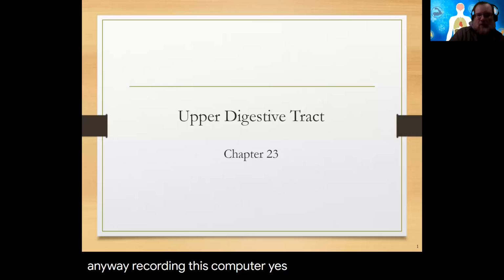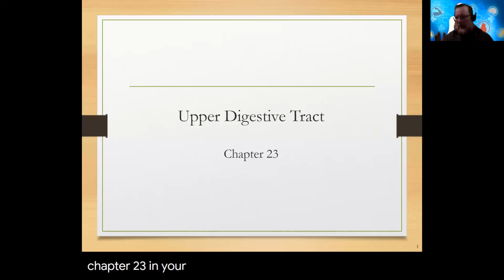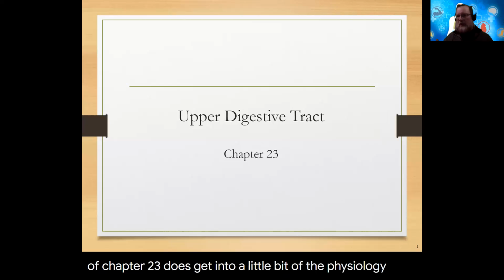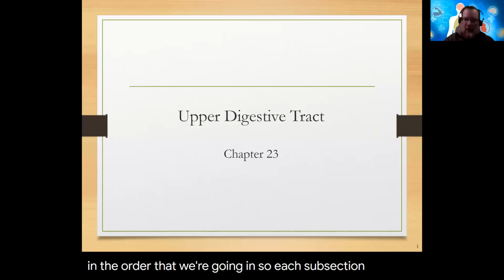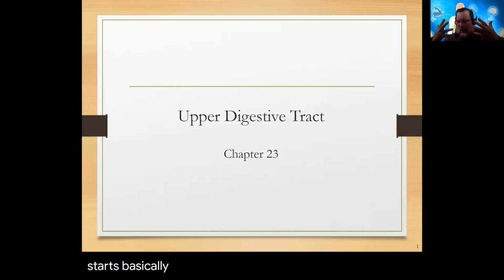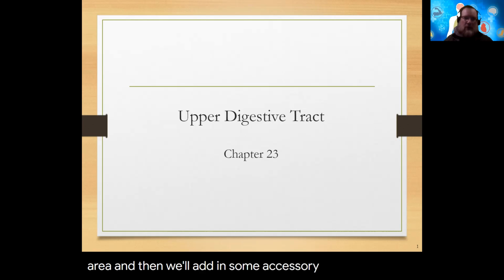Okay, so digestive tract, chapter 23 in your OpenStax. Really, just the very last section of chapter 23 does get into a little bit of the physiology and the functional aspects of digestion, so you don't necessarily have to worry about that. Basically it goes in the order that we're going in. Each subsection of 23 starts in the mouth and works down to the rectal area, and then we'll add in some accessory structures at the end.